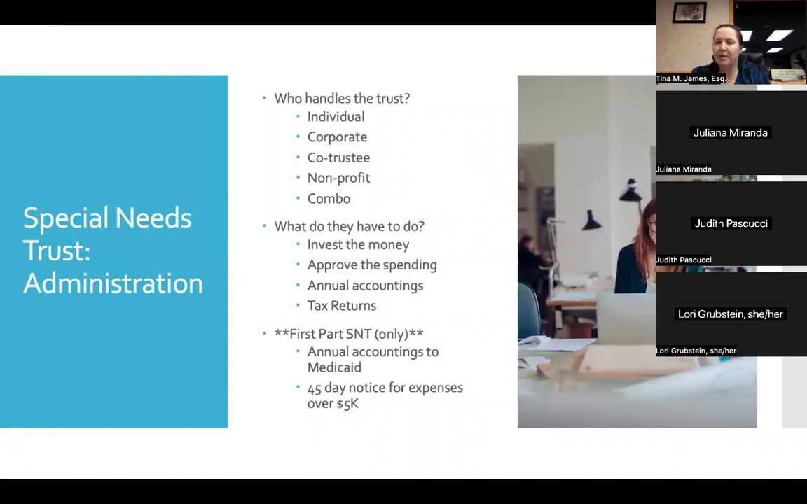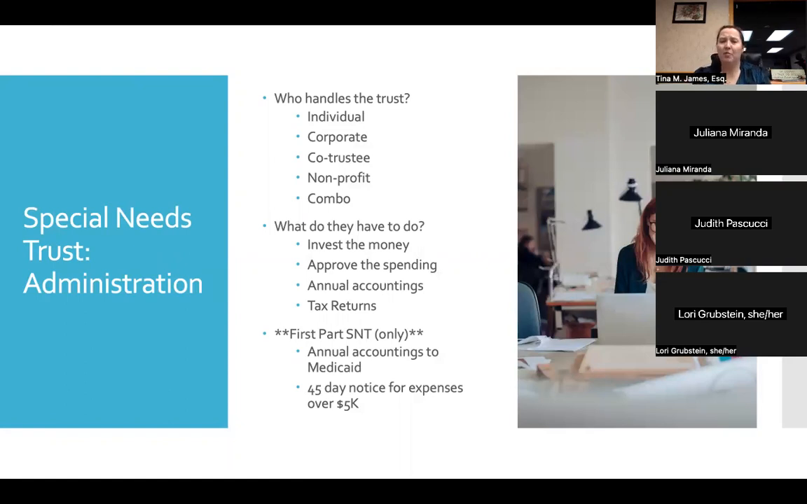There's nonprofits that may serve as a trustee, or a combination of these. We want somebody that has what I call the soft skills and the hard skills. We want somebody who knows your child, who knows what they like, what they dislike. If they get upset, what makes them calm down, what activities they like to do. And then we also need somebody with good record keeping, good financial sense, who's going to make sure that the money is handled well on a day-to-day basis.